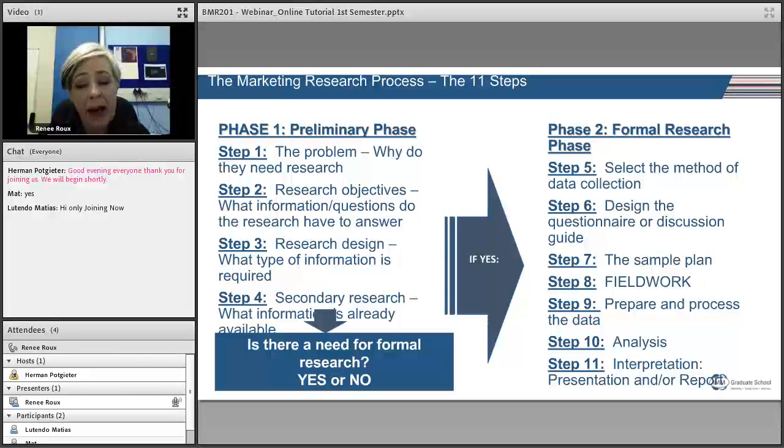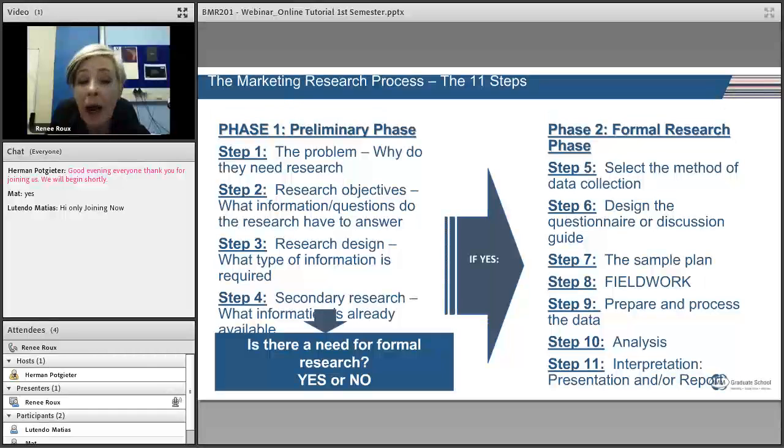Then step 8 is your fieldwork. This is where you take your questionnaire, you go to the participants, and you conduct an interview, or you sit around a table, you use your discussion guide, and you have a discussion, and you talk about the topic.